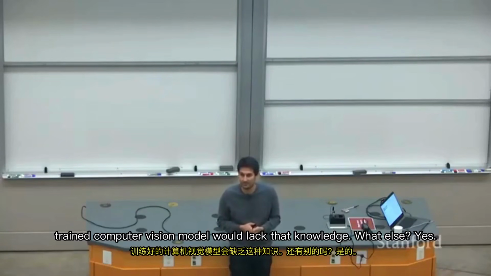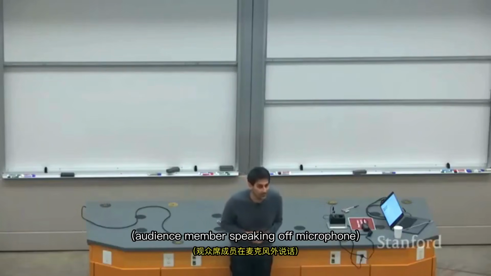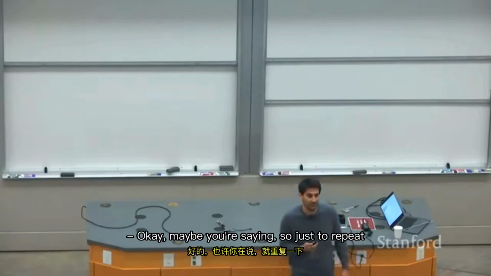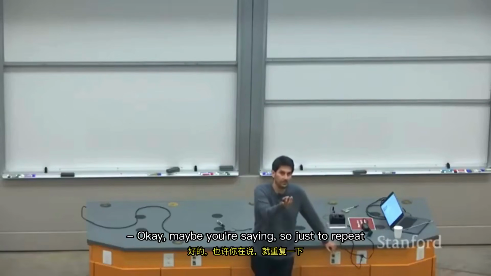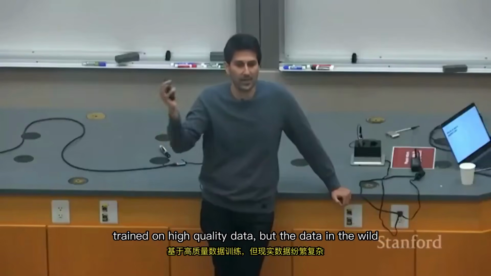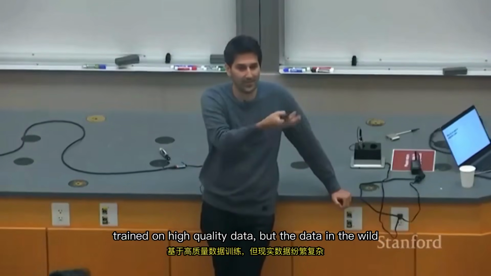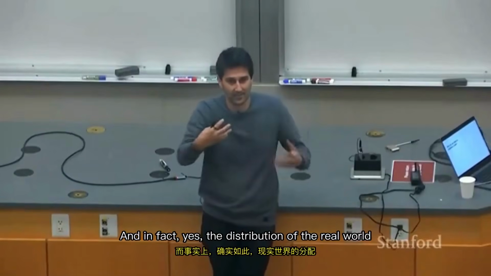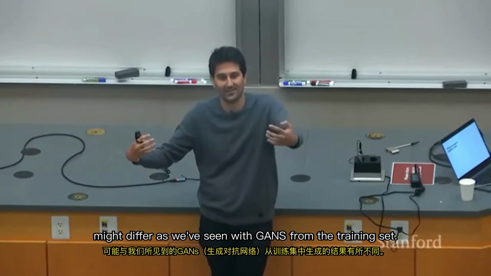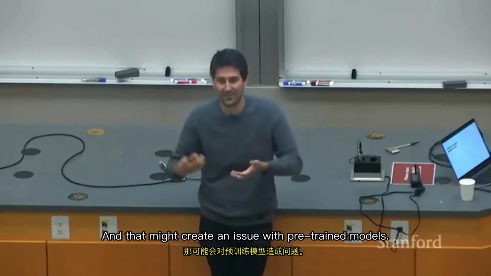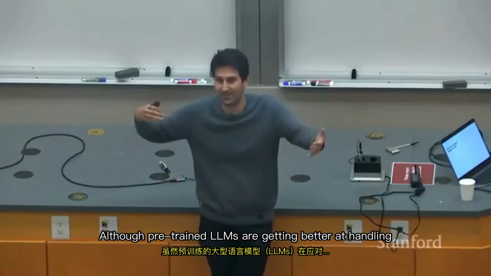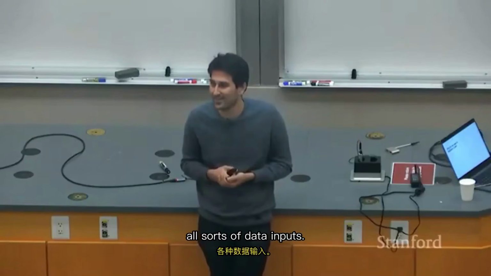What else? Yes? Concentrating on quality pictures, but in reality, pictures are very dark, blurry. Okay, so just to repeat for people online, you're saying the model might have been trained on high quality data, but the data in the wild is actually not that high quality. And in fact, yes, the distribution of the real world might differ, as we've seen with GANs, from the training set. And that might create an issue with pre-trained models. Although pre-trained LLMs are getting better at handling all sorts of data inputs.